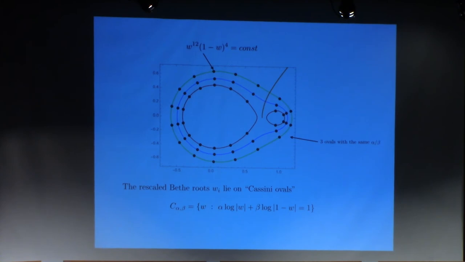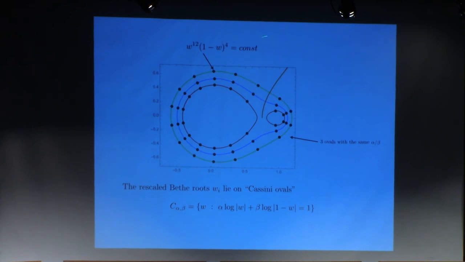So it's kind of like an ellipse. An ellipse has the property that you sum the distances to two points and it is a constant. Here, you sum the logs of the distances to two points, and you get a Cassini oval. And they look like that. The red, blue, and green here are three different Cassini ovals with the same ratio of alpha over beta, the coefficients here. You should think of these two numbers, 12 and 4, as being very large, because we want the limit of large system size. These two exponents are going to go to infinity, but their ratio is going to be constant. The ratio depends on the horizontal density, or something like that. So as these things get large, the curves are not going to change. It's just that the roots are going to become more and more dense on these curves.